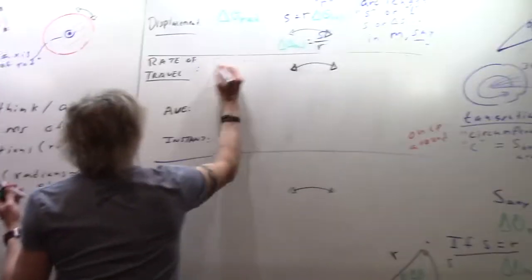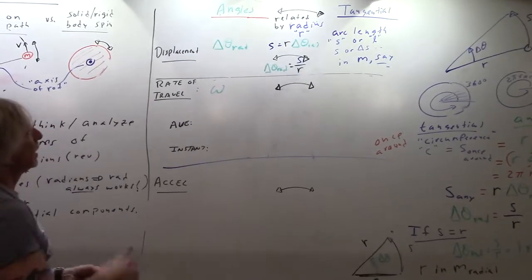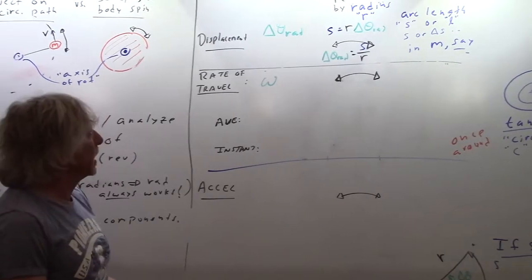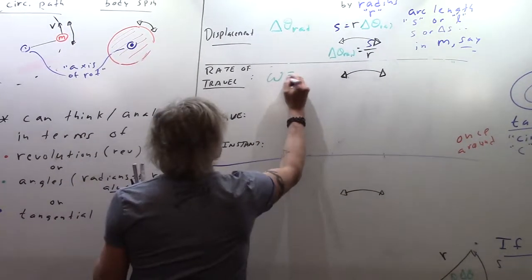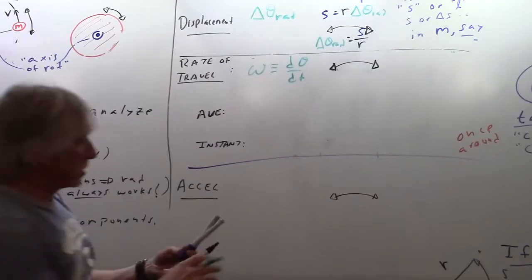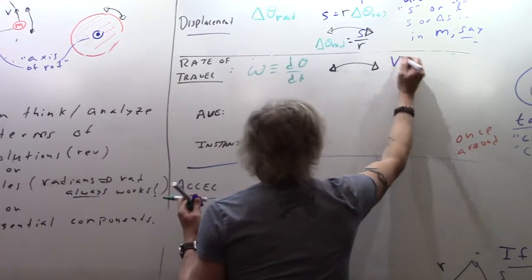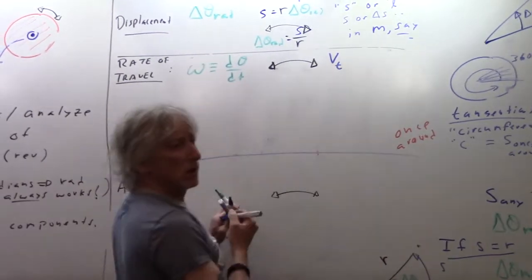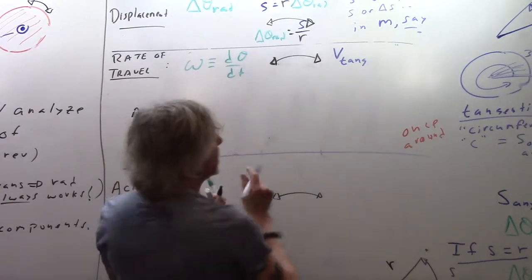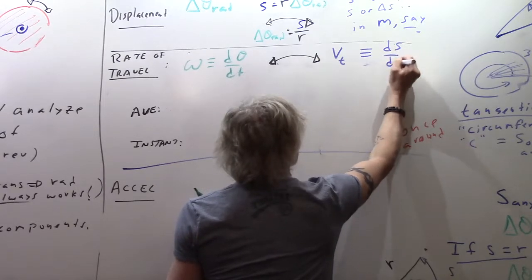Okay, so once we do that, we can do everything else. So I've got rate of travel, omega. We can do average or instant. And we can do rate of travel here for S, with an instant or average, delta theta over delta t, whichever one you're using. Then we got velocity tangential. That means tangential, but we often just write it with a t. It is by definition ds dt, meters per second. Boom.